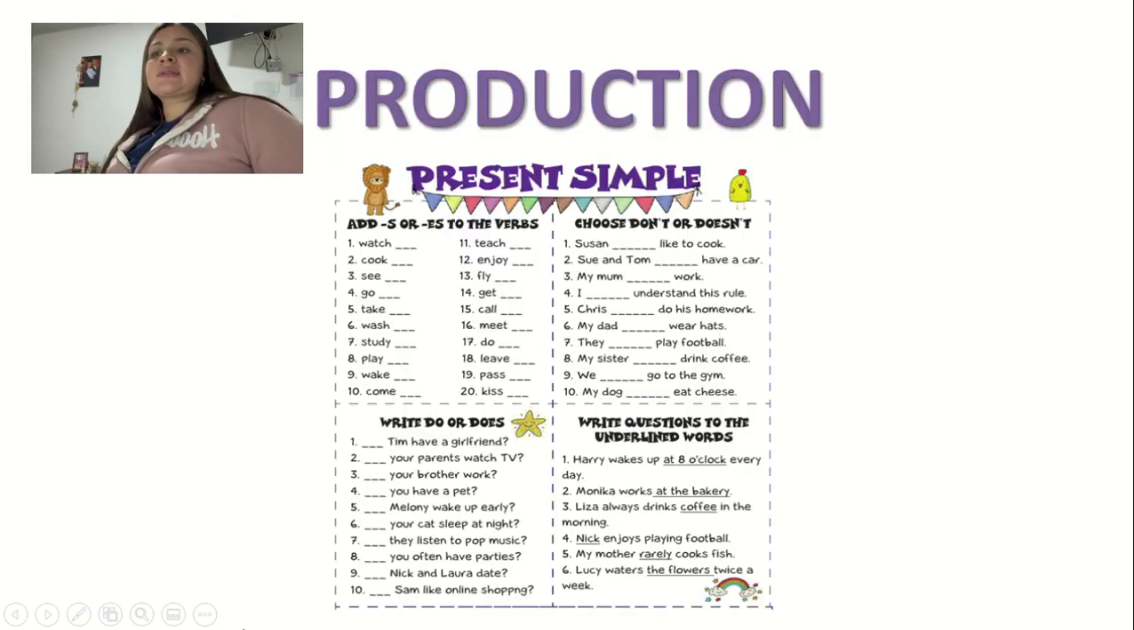And then finally is the production. We have two activities. The first one is a workshop where the students have to answer with all of the forms. For example, the first one is adding s or es. The second one is choosing don't or doesn't according to the subject. And finally, the students have to write if they use do or does in the question form.